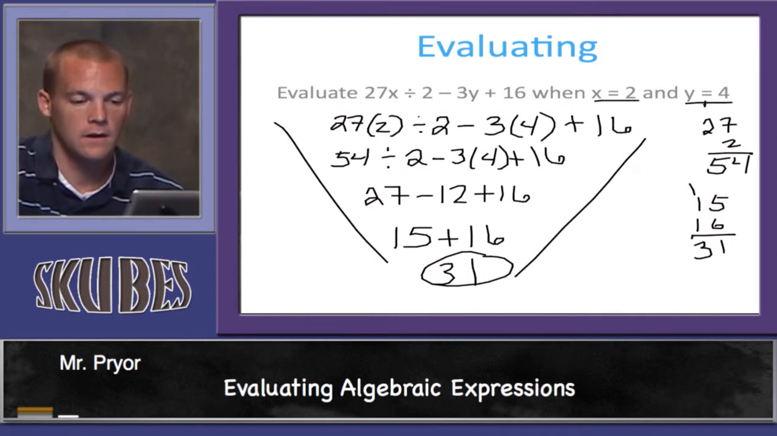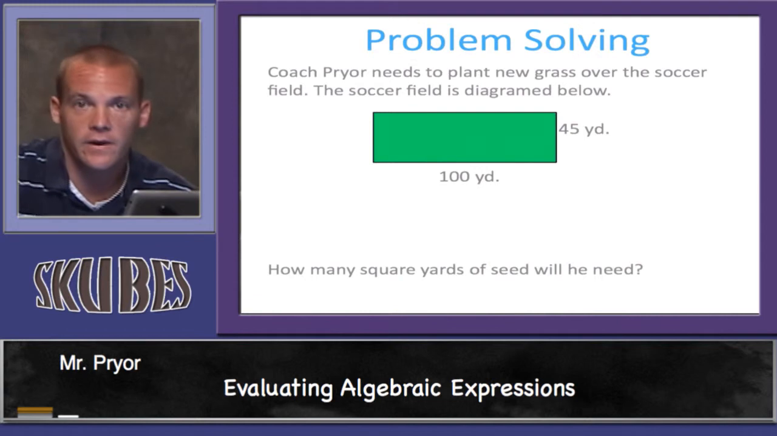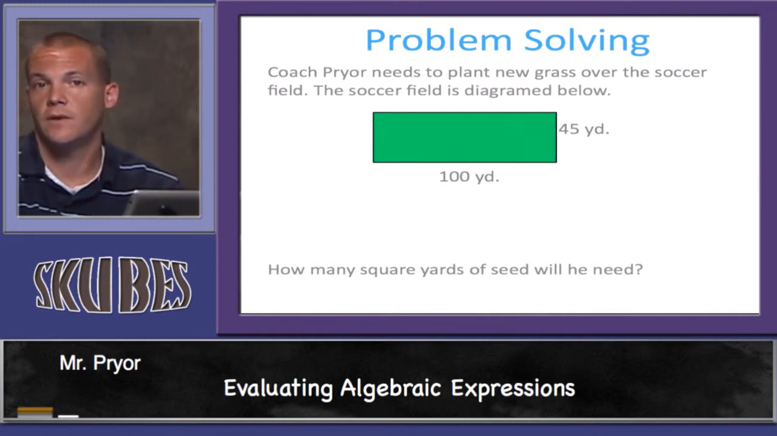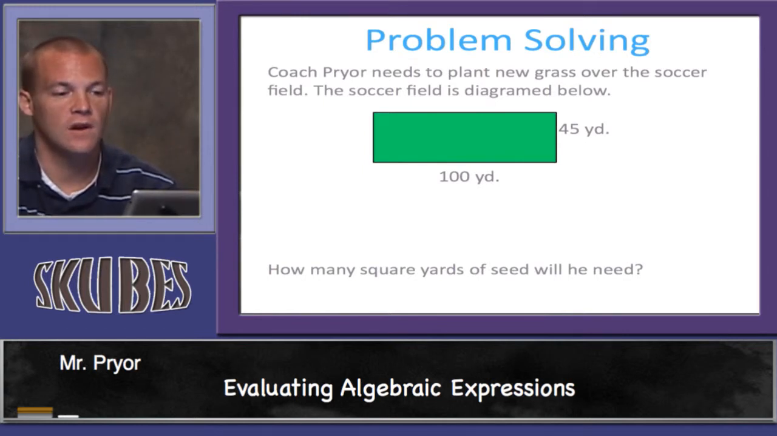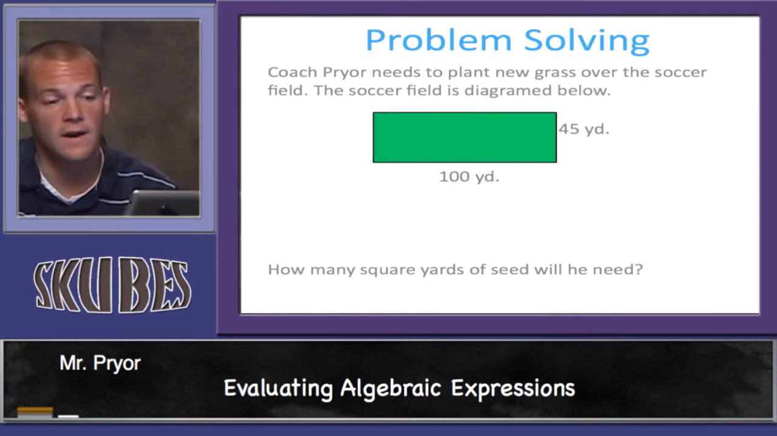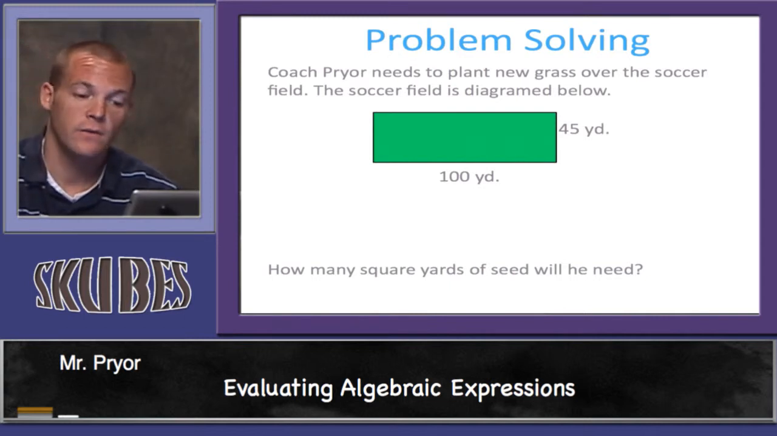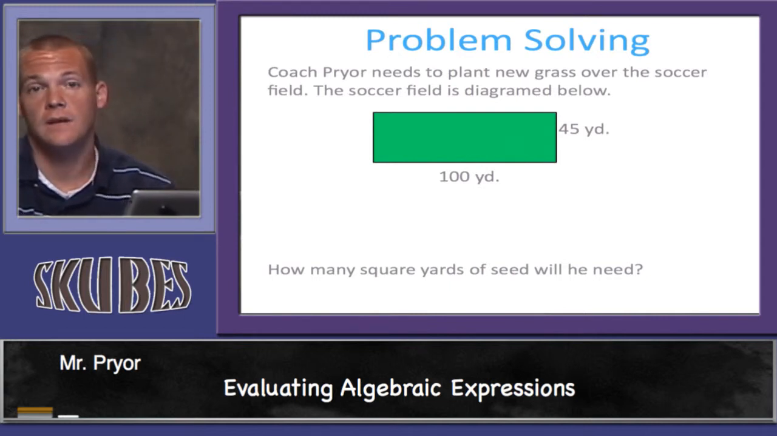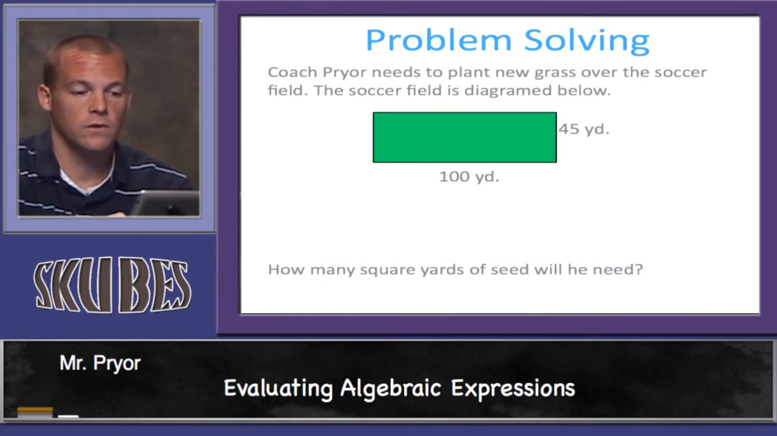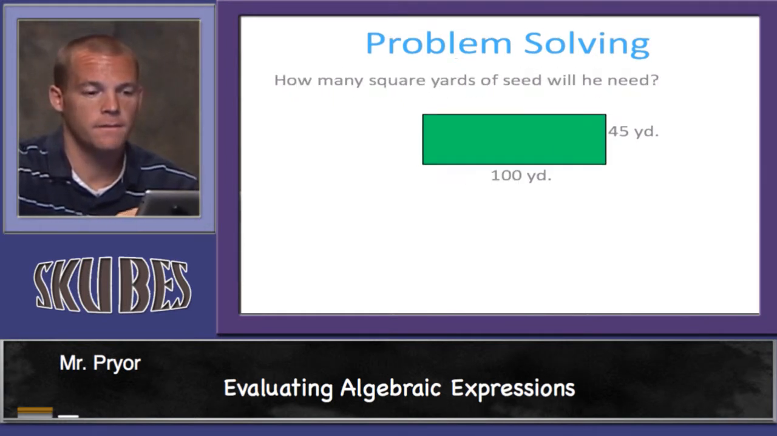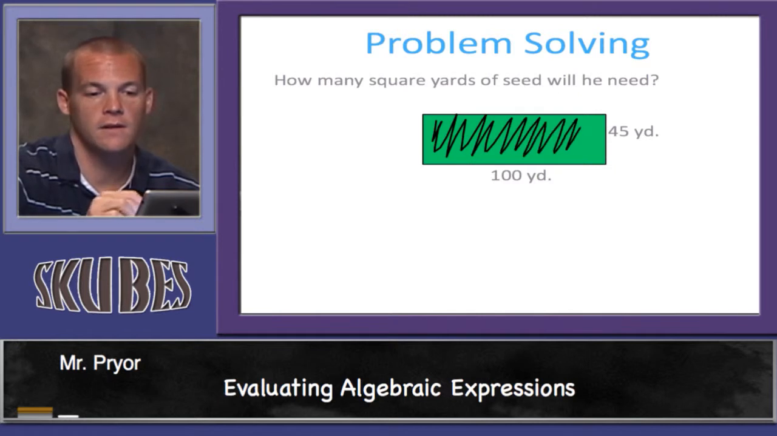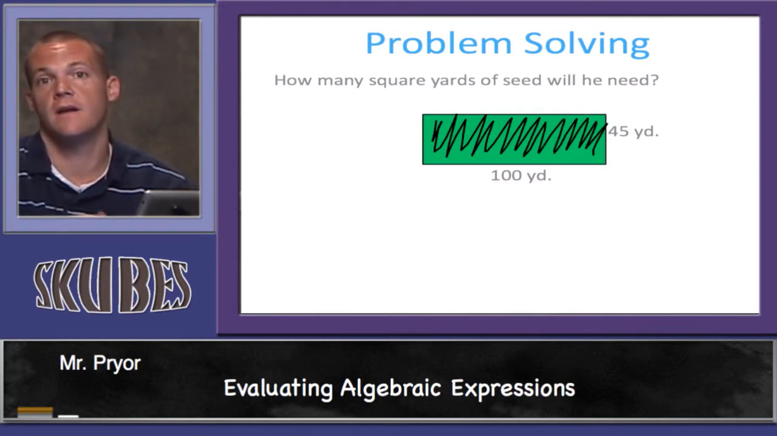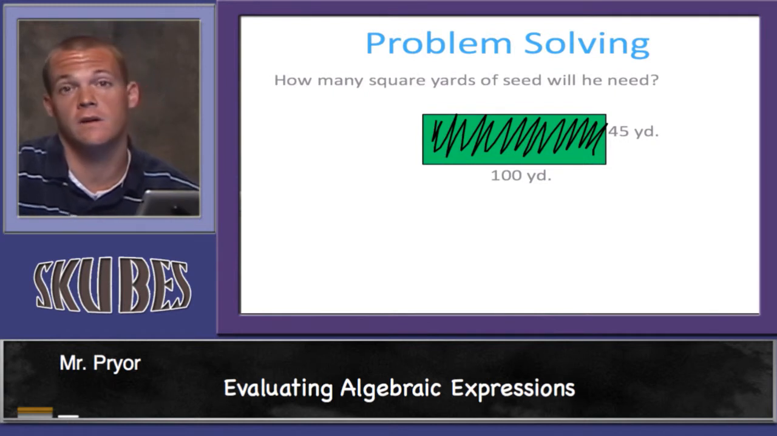All right. So how will this be incorporated into word problems or different contexts? Well, here's an example. If I need to plant new grass over the soccer field as diagrammed below. You can see that it's 45 yards wide and 100 yards long. So they're wondering how many square yards of seed I will need. So on the next page, we'll work our way through this example here. What this actually becomes is an area problem, because when you're covering something, you're covering it by a specific area, in this case square yards.